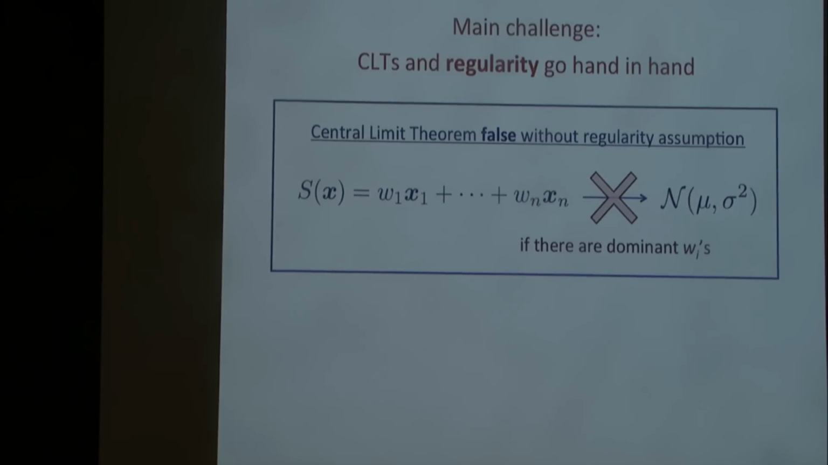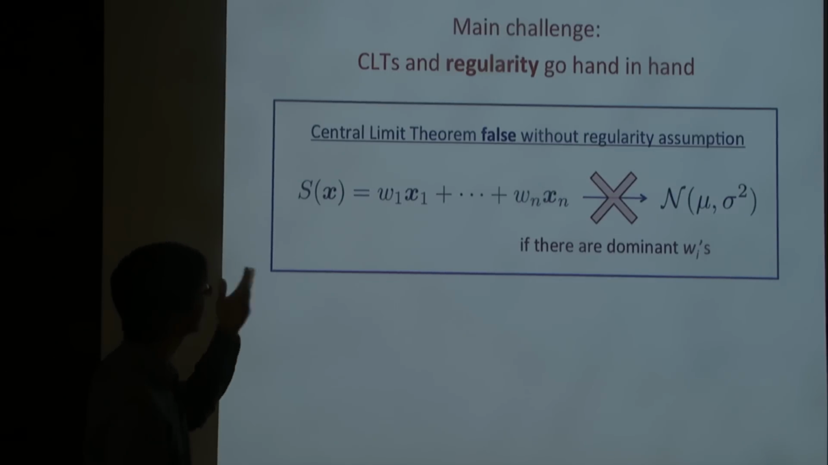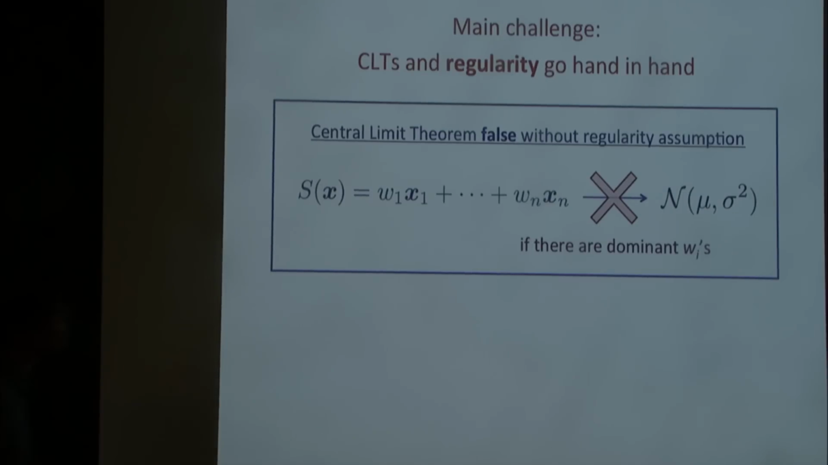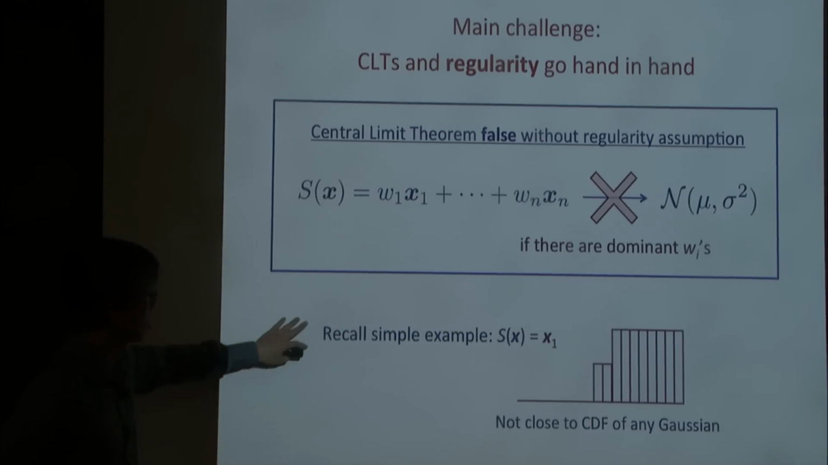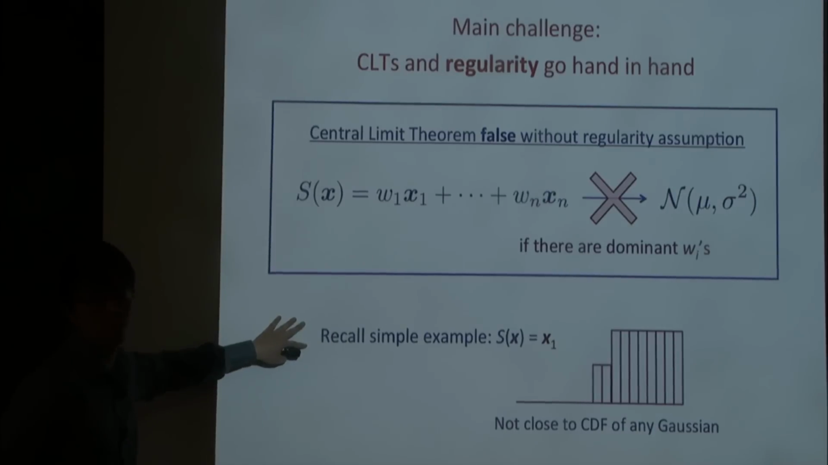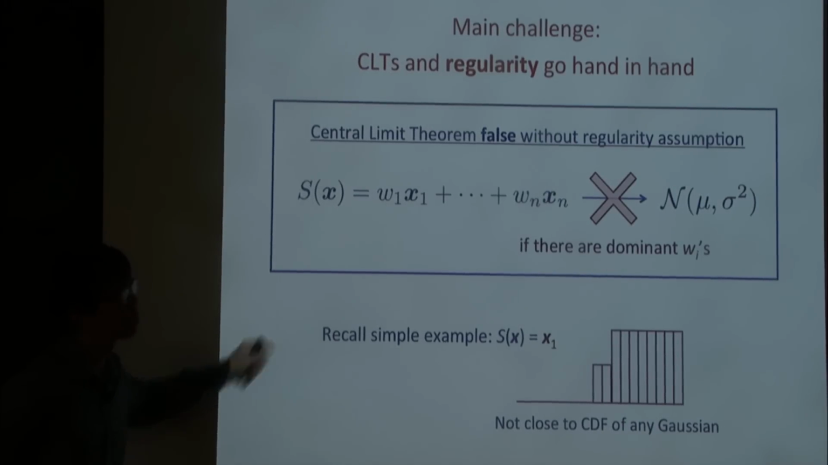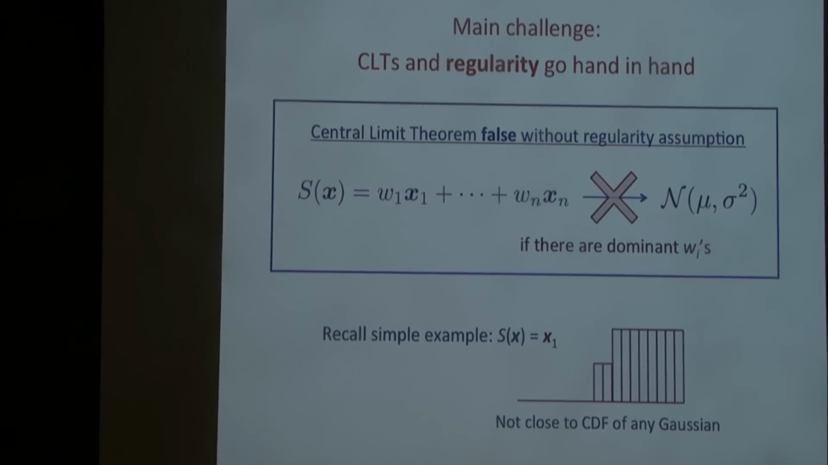So just to say what I said all over again, the main challenge in trying to go from regular half spaces to non-regular half spaces is this regularity assumption. Just forget about M half spaces: for a single half space, such a convergence is false in the dominant weights. Recall this silly example of just w1 being very dominant. You see that the weights are not spread out, you don't look like a Gaussian.